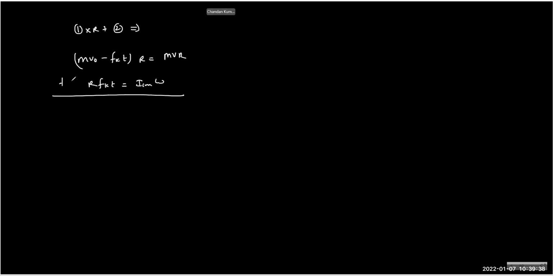And if you add these two equations, this will cancel out, and what you are getting is MVR. Now, this is exactly the angular momentum about the bottommost point of the rigid body. In the very beginning, there is no spin, so we only have the orbital. And it is the angular momentum about the bottom point, which you will realize later on.